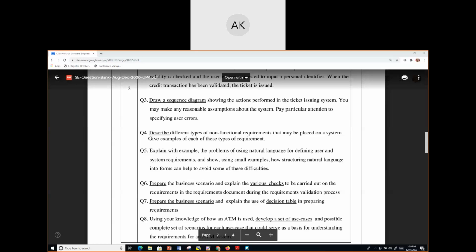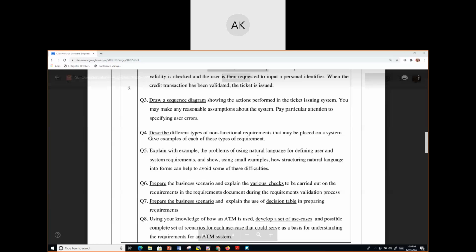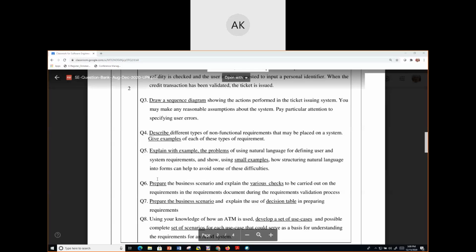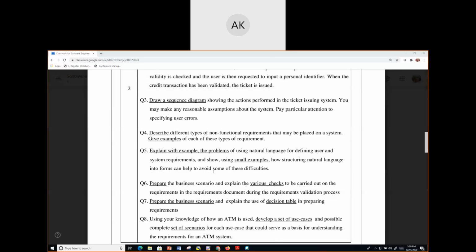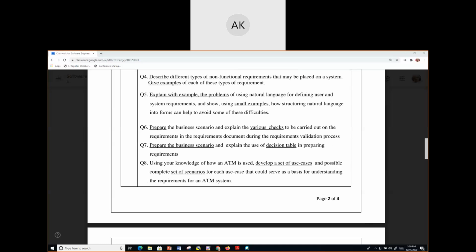Now look at that. Explain with example the problems of using natural language for defining the user system requirements, and show using a small example how structuring natural language into forms can help to avoid some of these difficulties. Taken from the book. Very good question. Prepare a business scenario. In the sense, it is by example.